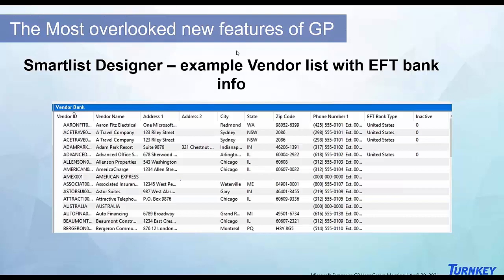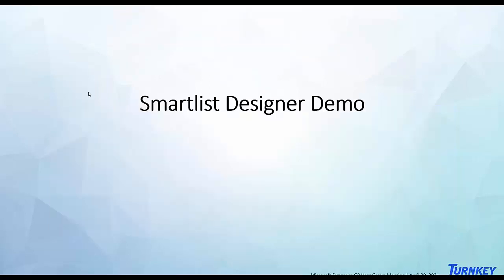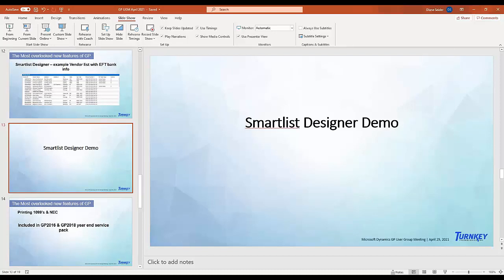So this is the example we're going to walk through. Here is a vendor list with EFT bank information. Those of you that are using EFTs in GP know that the EFT information is stored in a different table than the basic vendor information. And so you can't get a good smart list that shows you a vendor list with the EFT bank information. So we're actually going to walk through and create that here.